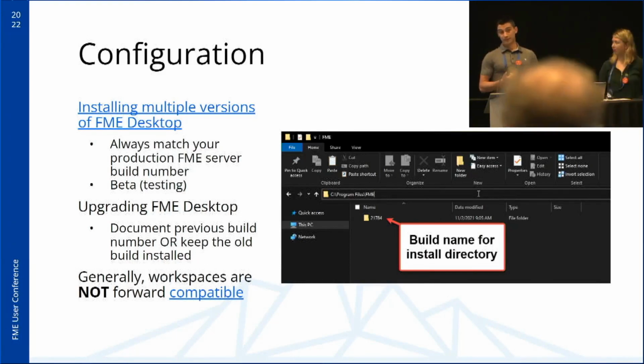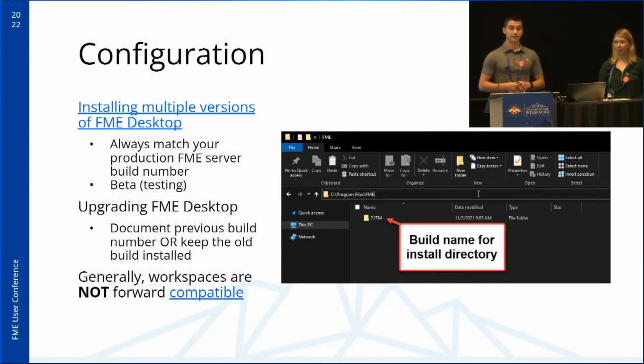The most important consideration here is if you are running with FME Server, please, please, please match the production version of your FME Server. You're definitely more than welcome to have a beta build on your machine to run just for testing purposes or if there's a bug fix. That's when you'd want to have the beta in a separate install directory.